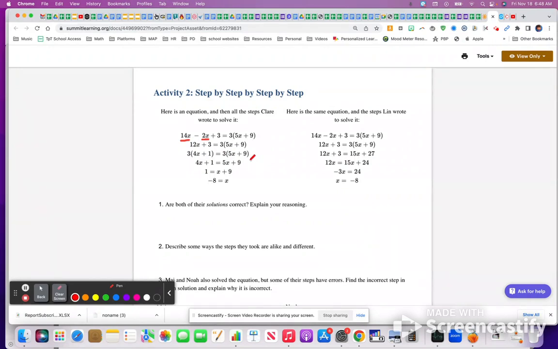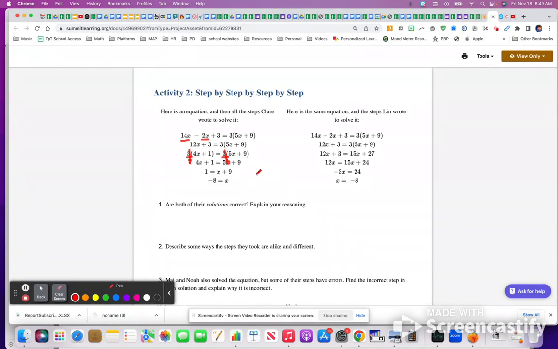The next thing she did is she noticed that there was a 3 being multiplied by 4x plus 1 and a 3 being multiplied by 5x plus 9. So she divided both sides by 3. She would have ended up with 4x plus 1 equals 5x plus 9, because this 3 divided by 3 became a 1 times 4x plus 1, and this 3 divided by 3 became a 1 times 5x plus 9. So all that we have left now is 4x plus 1 equals 5x plus 9.